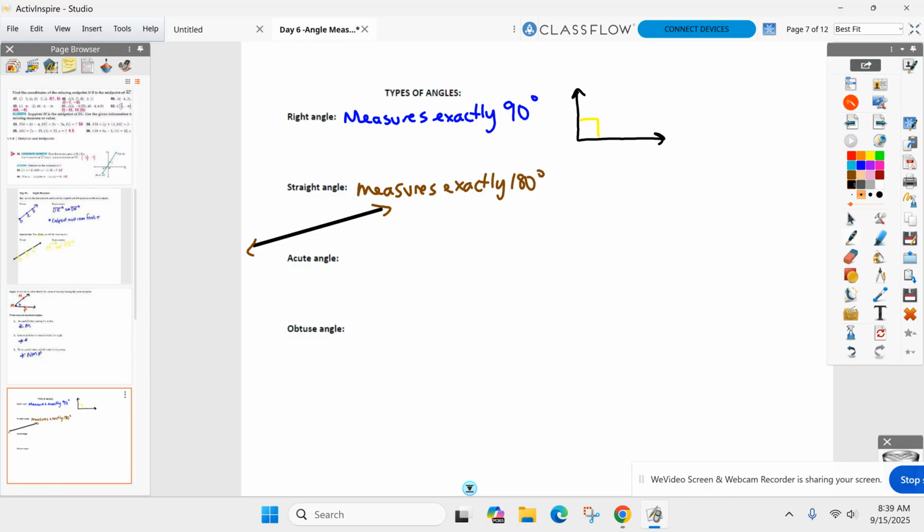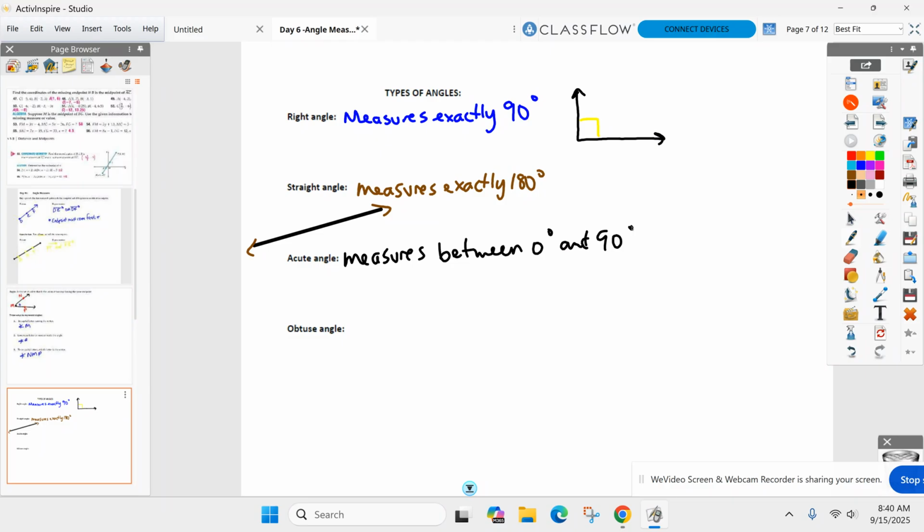How about acute? Anyone? My hopes are acute. What do you got, Taylor? Okay, that's true. I'm going to put a little bit more: between 0 and 90. Some of you are going to say, how can anything less than 0 be an angle? Next year, you'll find out in Algebra 2 that you can have negative degrees. It measures between 0 and 90 degrees. And I have no diagram there for you.